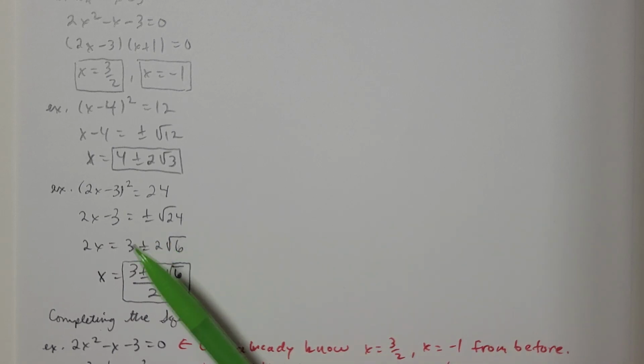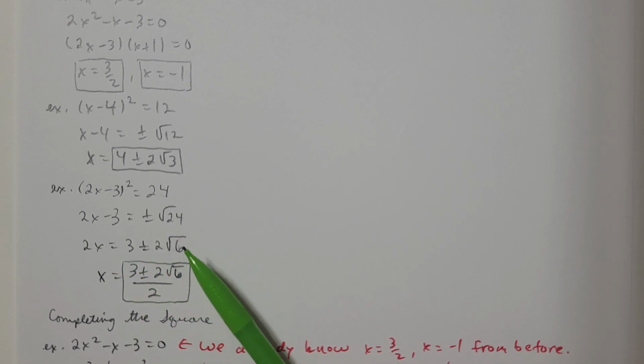If I then add 3 to both sides, 2x would be equal to 3 plus or minus 2 root 6. And then divide by 2. So x would be equal to 3 plus or minus 2 root 6 all over 2. That would be the two answers. So I've got 3 plus 2 root 6 all over 2, that's one answer, and 3 minus 2 root 6 all over 2, that's the second answer. Okay, again, you always have two answers whenever you're solving a quadratic equation.